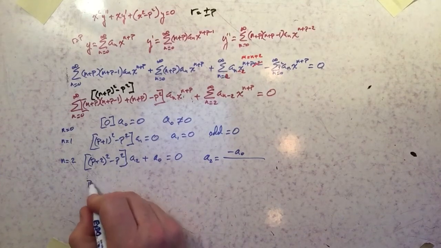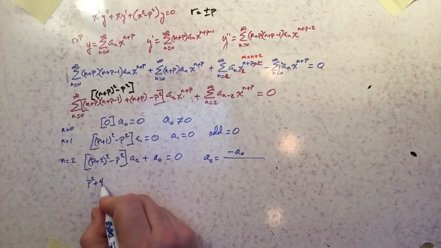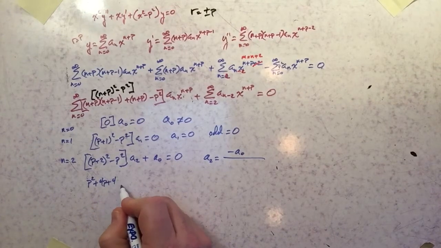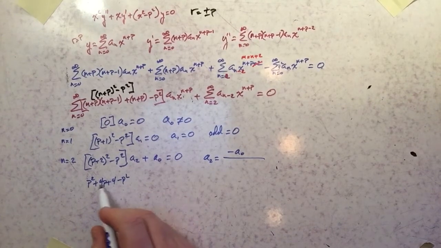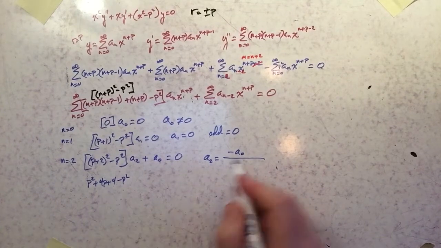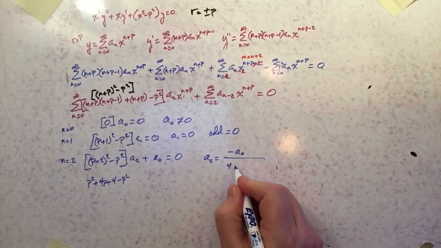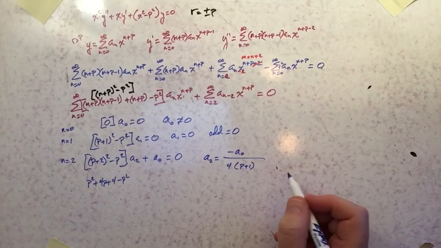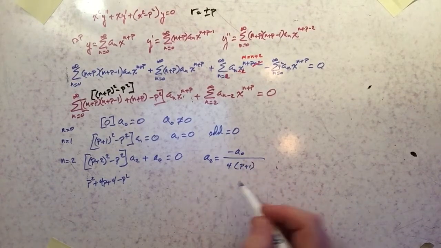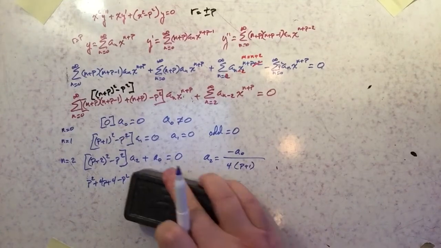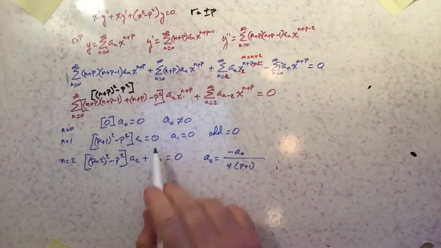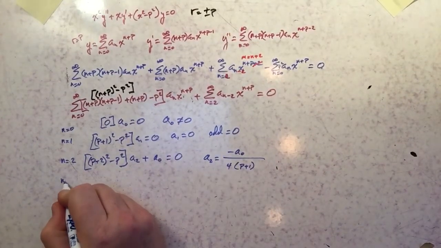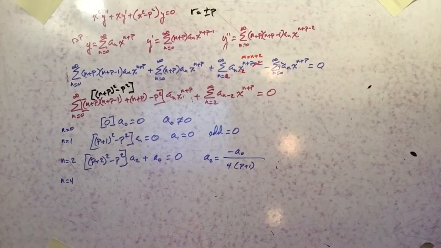Let's work out what that is. That's p squared plus 4p plus 4 minus p squared. That's 4 times (p plus 1). So that is A2 in terms of A naught. Well, let's skip A3 because we know it's 0. All the odds are 0. Let's go to n equals 4 and see what we get.